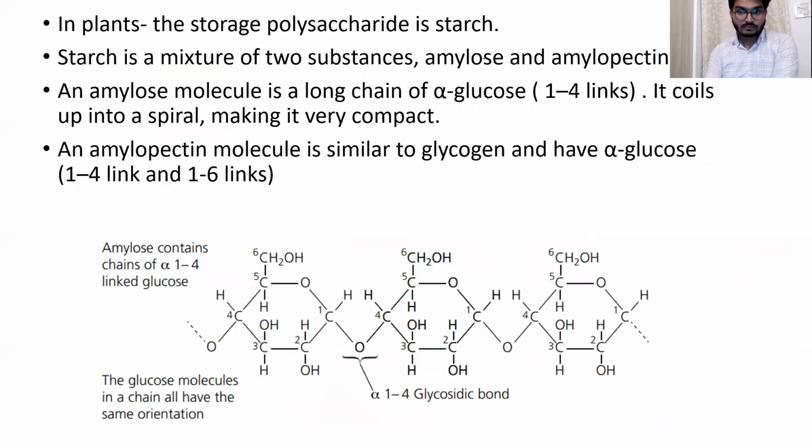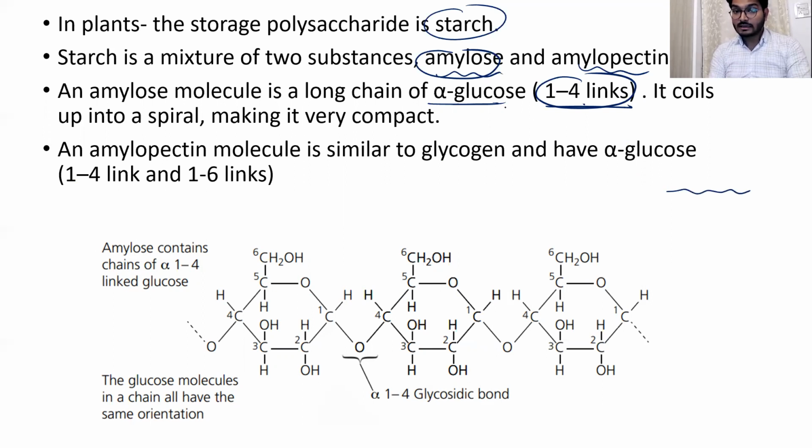Okay. Now, if we talk about plants, the storage polysaccharide is starch, right? Starch is the storage polysaccharide because it is a complex one. And starch is a mixture of two substances, amylose and amylopectin. What are amylose and amylopectin? See, amylose is a long chain of alpha glucose, and here you'll find alpha 1,4 linkages. In the case of amylose, the bonds are alpha 1,4 glycosidic bonds. This simply means it is going to be something like this.